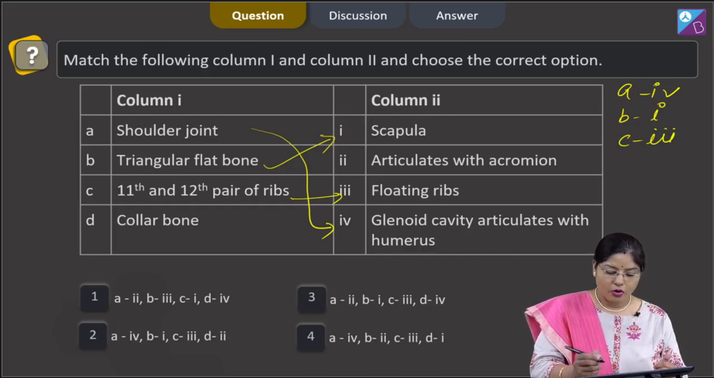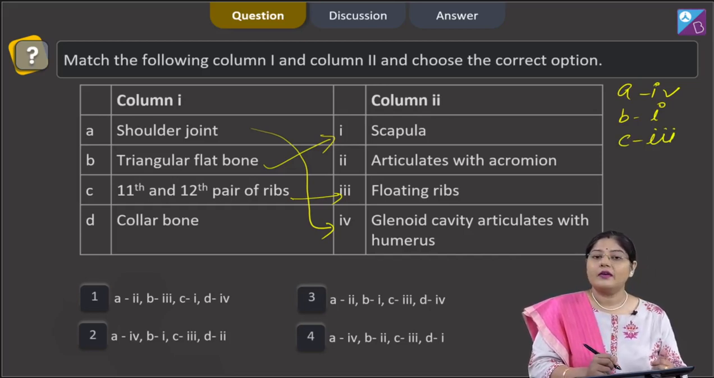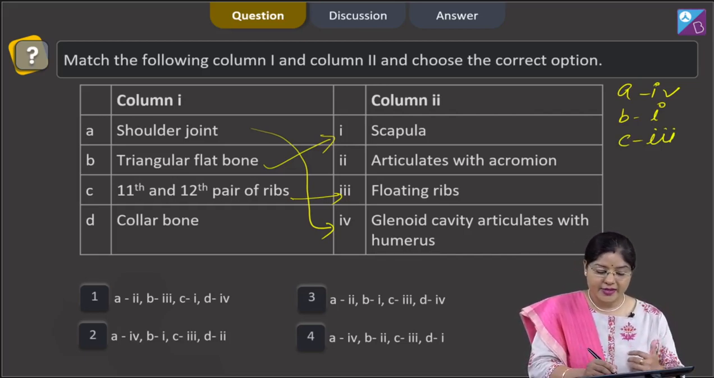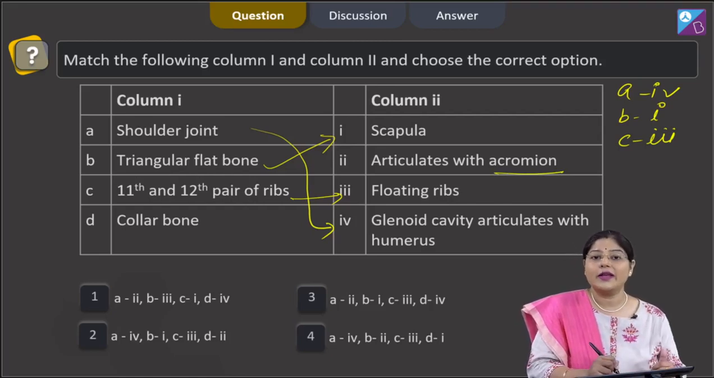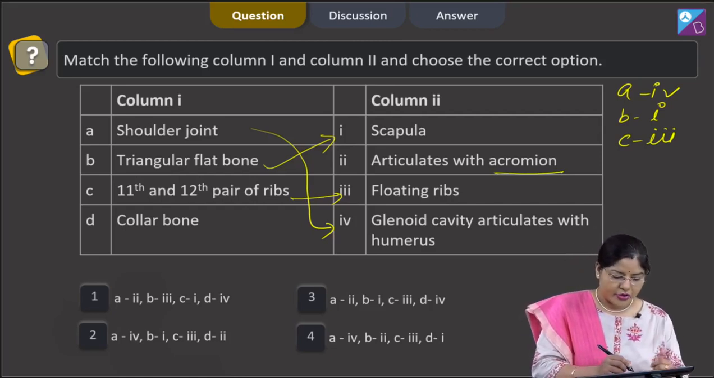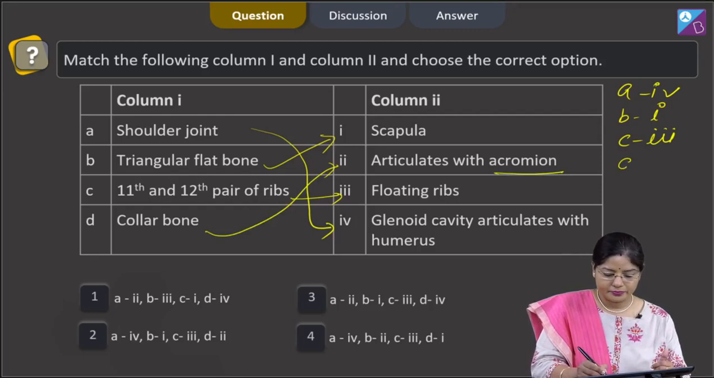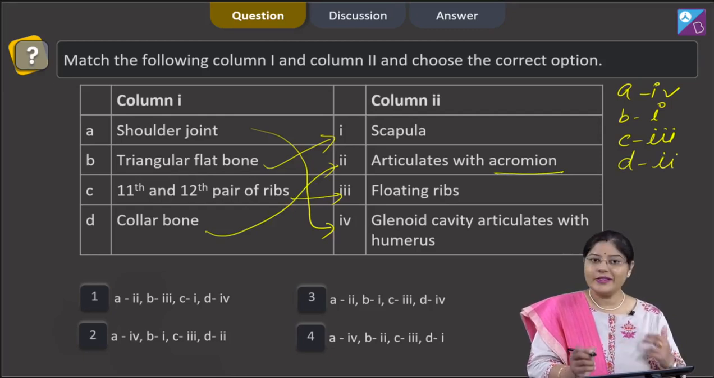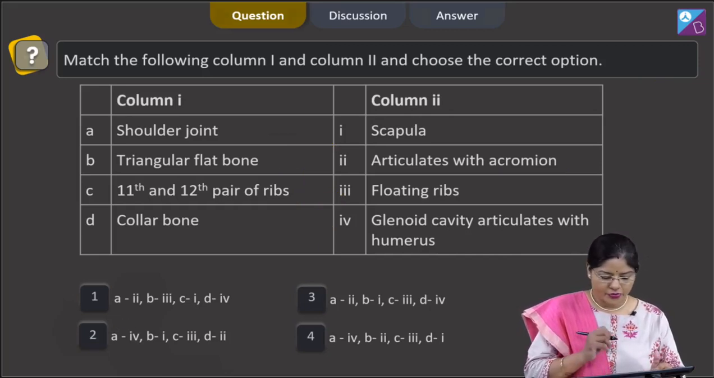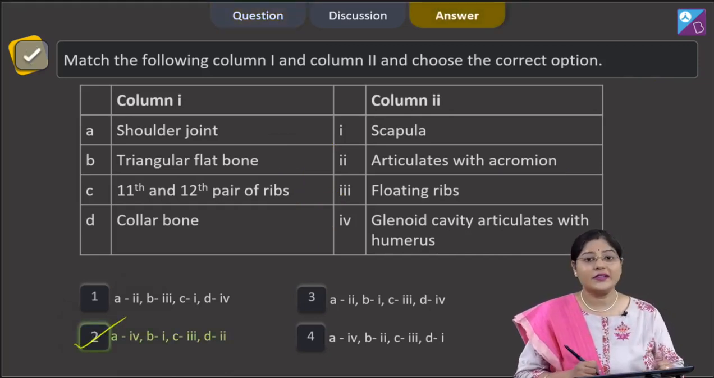D, collarbone, also known as clavicle. Clavicle has two curvatures, and one end of clavicle articulates with acromion process of scapula and another end articulates with manubrium of sternum. So, D matches with 2. Let us see this combination is given in which option? A with 4, B with 1, C with 3 and D with 2. This is given in option 2 and correct answer to our question is option number 2.